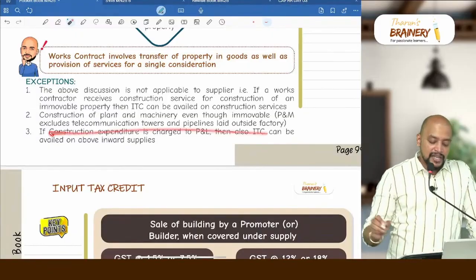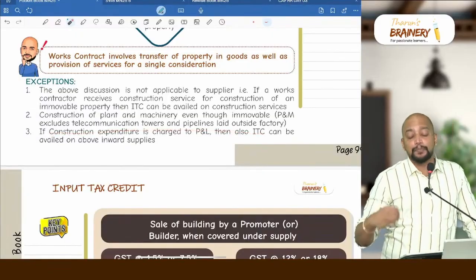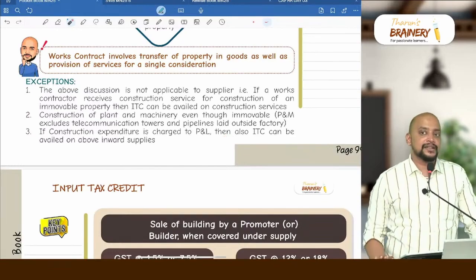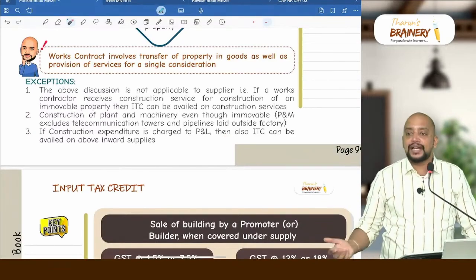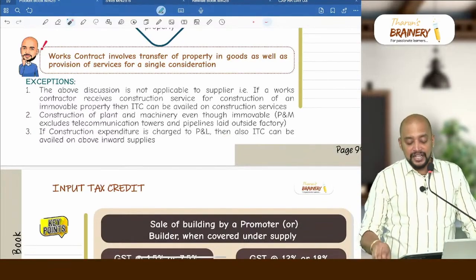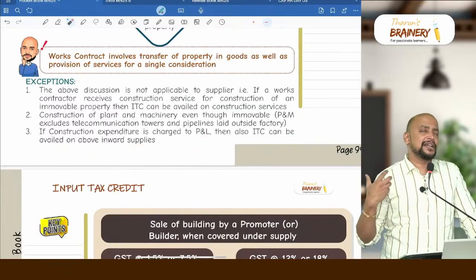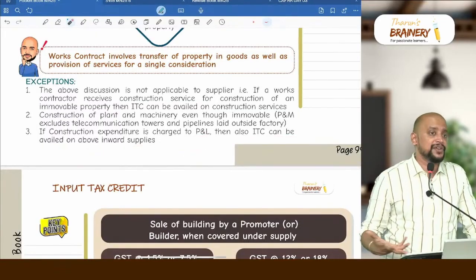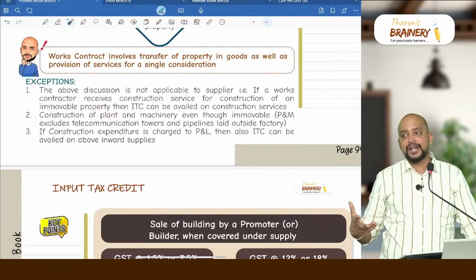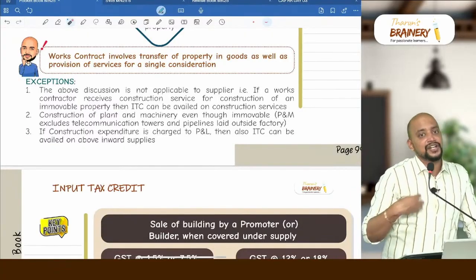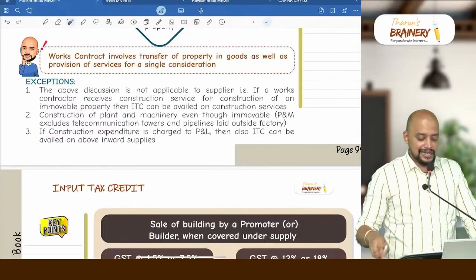Next, third exception: if the construction expenditure is charged to P&L, then ITC can be availed on these inward supplies. If it is capitalized, ITC cannot be availed. If it is charged to P&L, then ITC can be availed. For example, if I am incurring some repair and renovation expenditure, that will definitely be charged to P&L. So can I take ITC on the construction expenditure? Yes. These are the 3 exceptions.